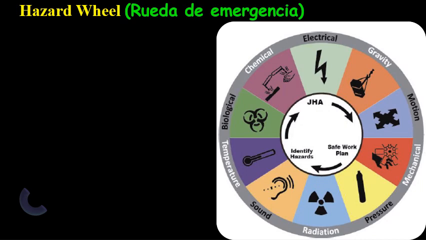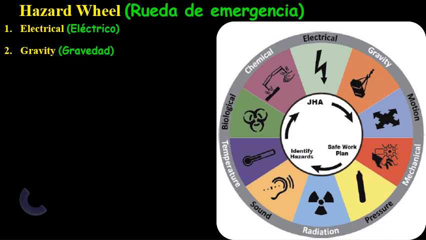The hazard wheel is a tool we can use to identify hazardous energy that may cause us harm. Electrical energy is a major hazard in workplaces and includes power from electrical systems, circuits, and equipment. Exposure to live wires or improper lockout-tagout procedures can lead to electric shock or electrocution.